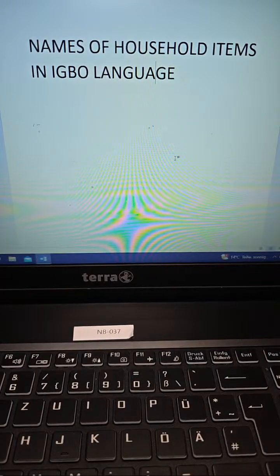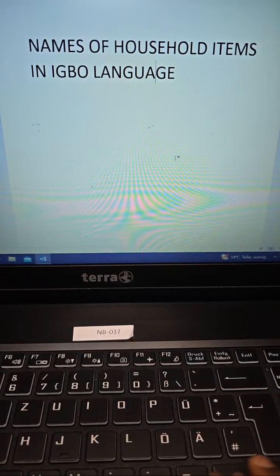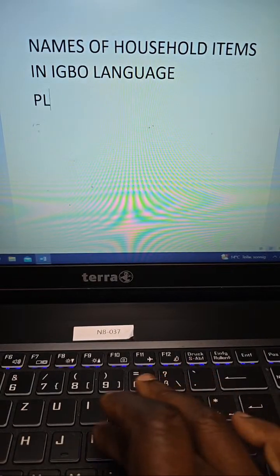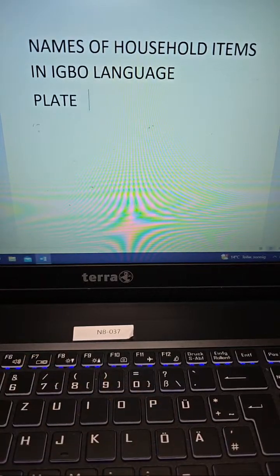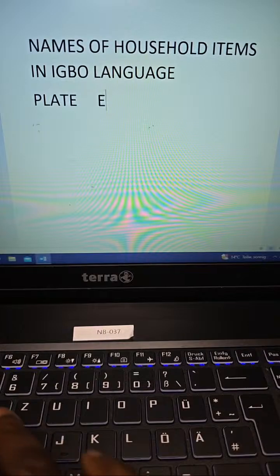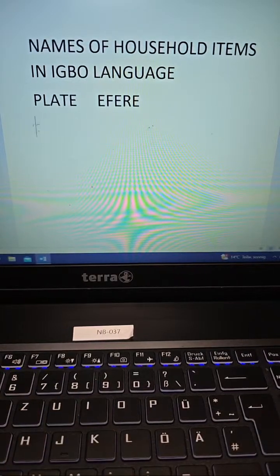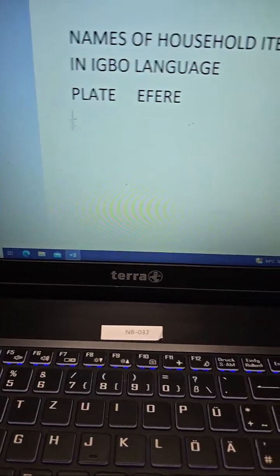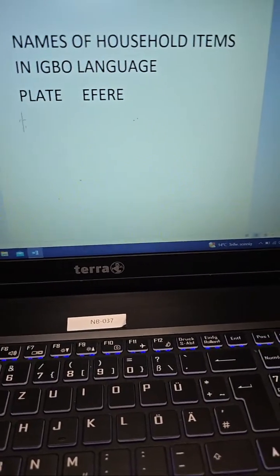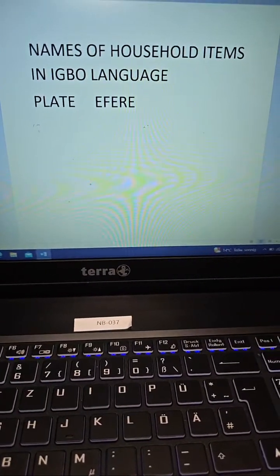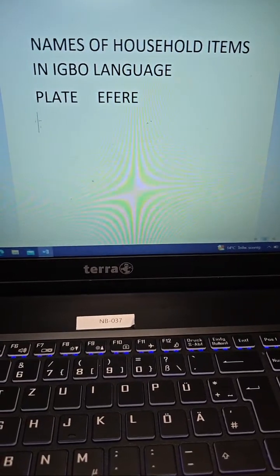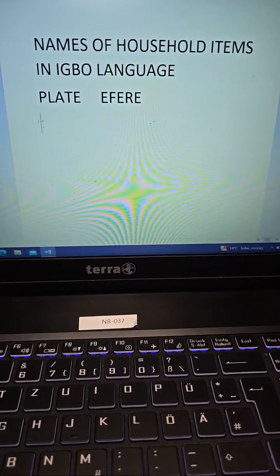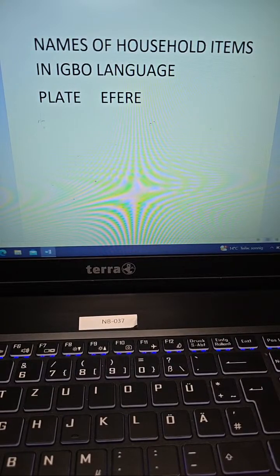So what is in our number one list? We have plates. And plate is called efere. Efere, plate.